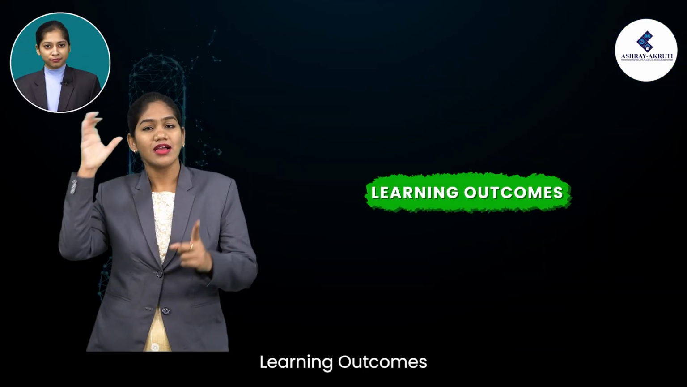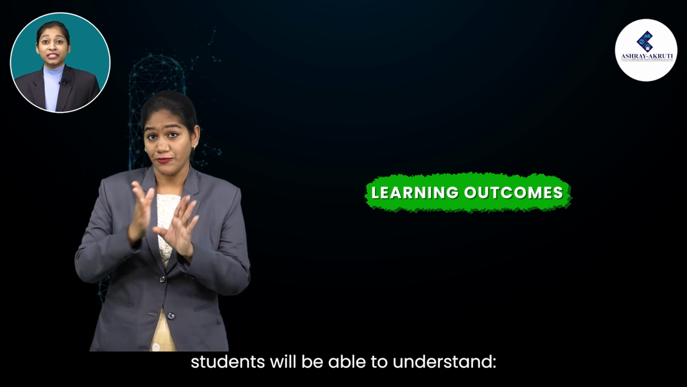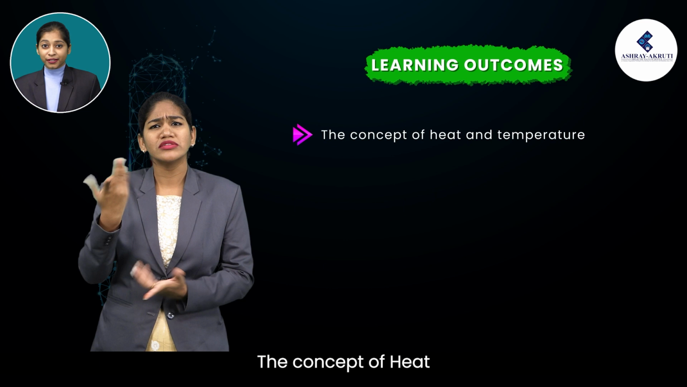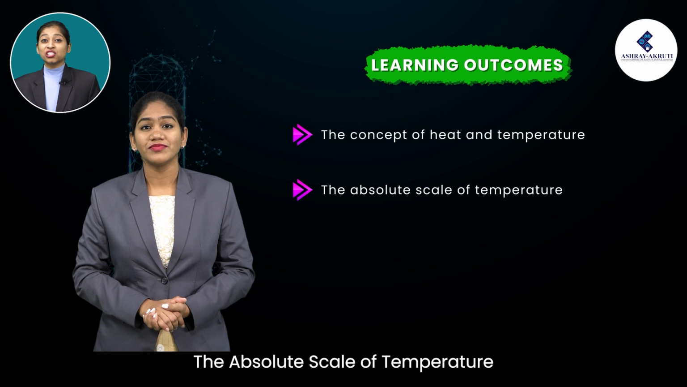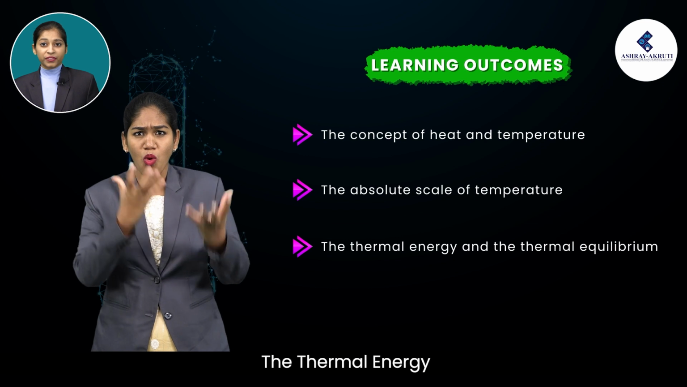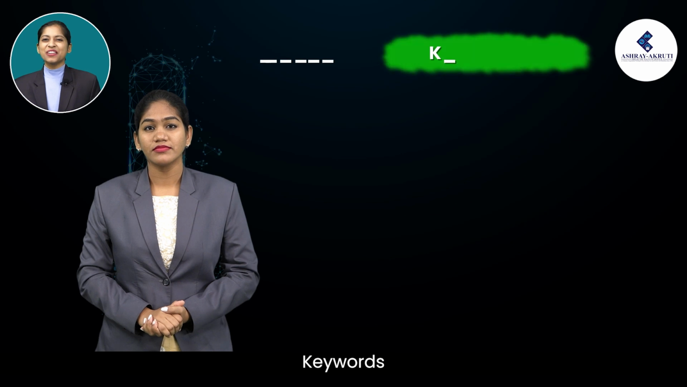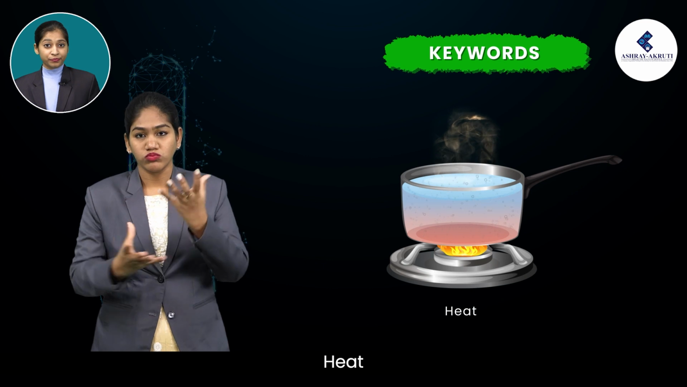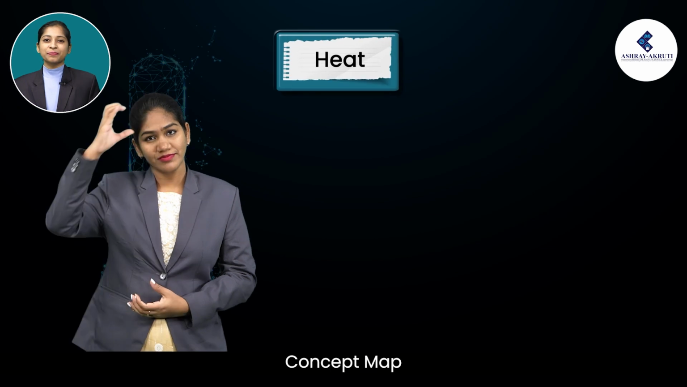Learning outcomes. At the end of this lesson, students will be able to understand the concept of heat and temperature, the absolute scale of temperature, the thermal energy and the thermal equilibrium. Keywords: temperature, heat, thermal equilibrium. Concept map.